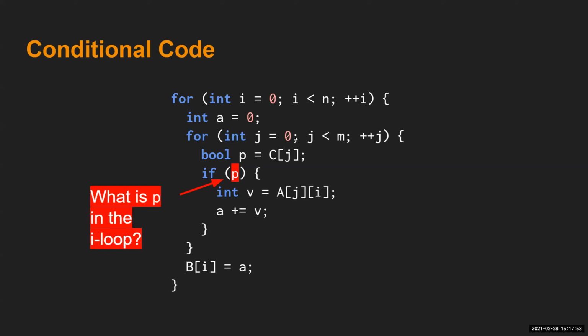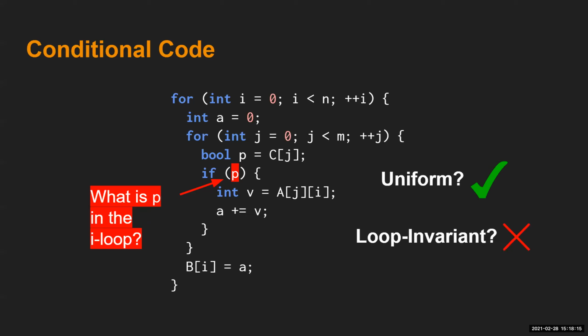So if we pick a specific J, let's say J is equal to 0, and we start varying I, P is not going to change. It's not impacted by the I loop. It's impacted by the J loop. So it is uniform in the I loop, but this is not loop invariant. We can't, for example, take P and move it outside of the I loop, okay? And hopefully that shows us that uniformity is a different concept than loop invariance. It's actually a weaker condition.